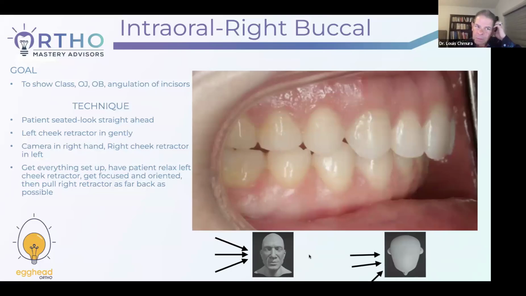Right buccal, really, that's the same as the left buccal. The technique is the same. The things that you're trying to see are all the same. The problem is most of the photos we see coming from outside, not from an office, although we get them from the office as well, are with this arrow on the lower right, the one that comes from in front.